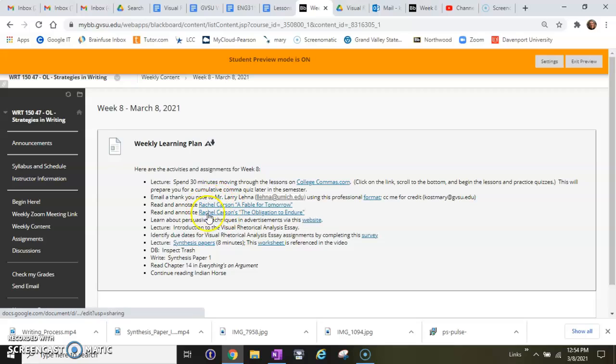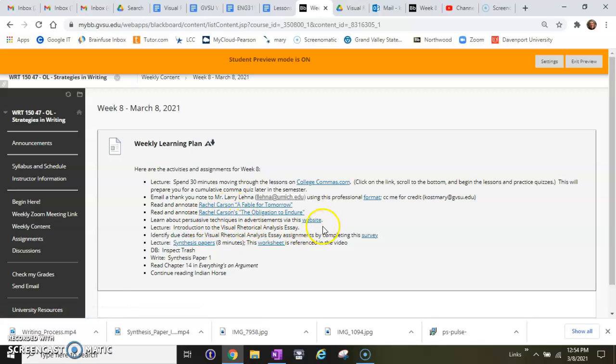Rachel Carson, she is the mother of the environmental movement. Yes, her texts are dated from the 1950s and 60s, but I know you're going to love A Fable for Tomorrow. A Fable for Tomorrow is more of a narrative. The Obligation to Endure is more of a scientific, well, it's not scientific, but it has a little more technical discussion. But I think you might like both. So this is our environmental unit.